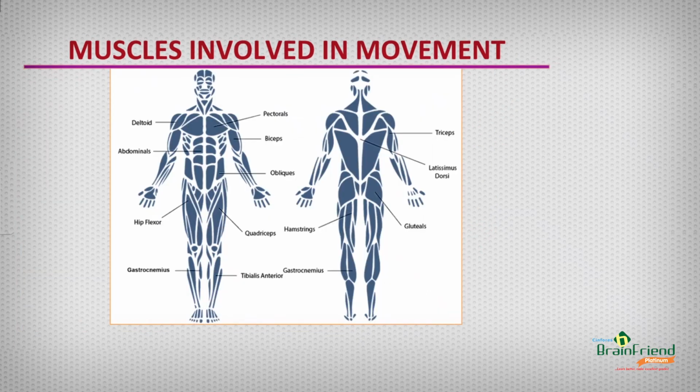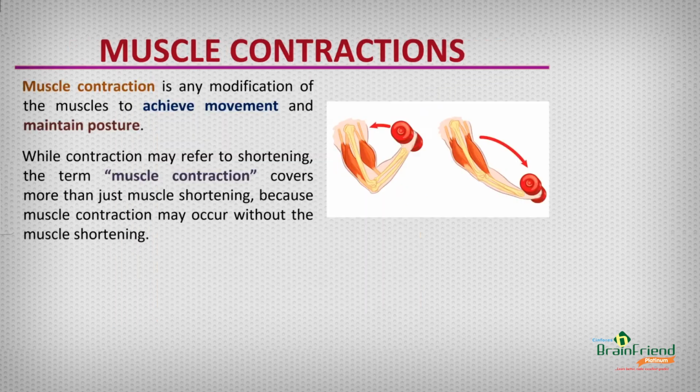Here are other examples of muscles involved in movement. Each muscle is involved in moving the body parts closest to it. Some of the muscles we didn't mention earlier are the pectoralis muscle, the obliques, the quadriceps, the hamstring, and many others. Now let's talk about muscle contraction.